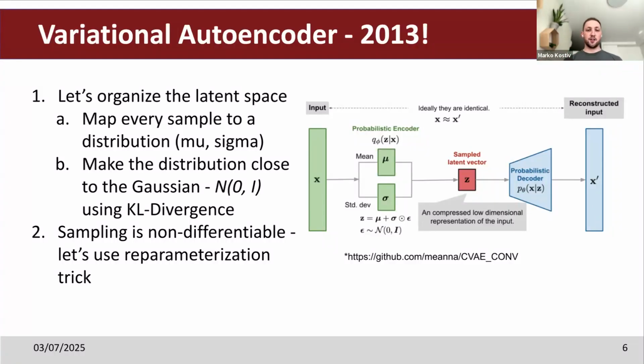Two questions arise. First, the sampling operation is not differentiable. So if you just take a random sample, you cannot differentiate that back to apply backpropagation. And the second one is, how do you make the two distributions look similar? The solution to the first problem is called the reparameterization trick.